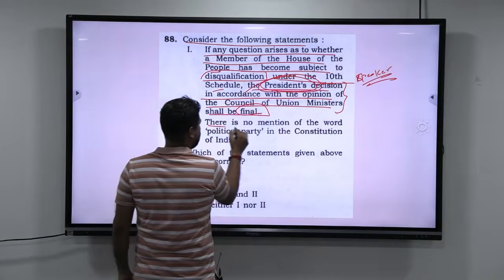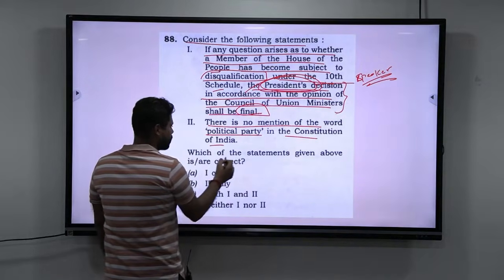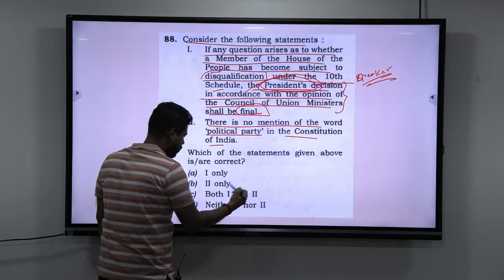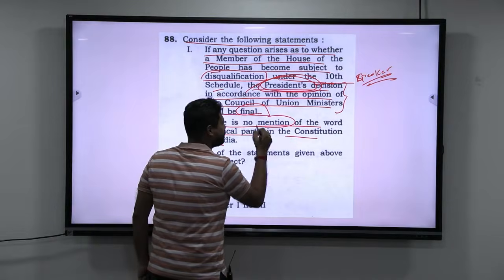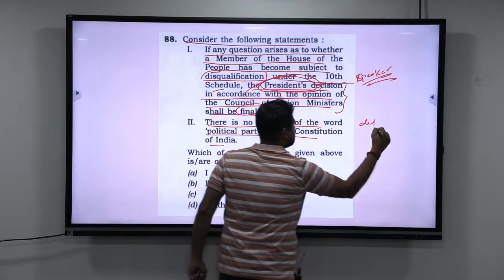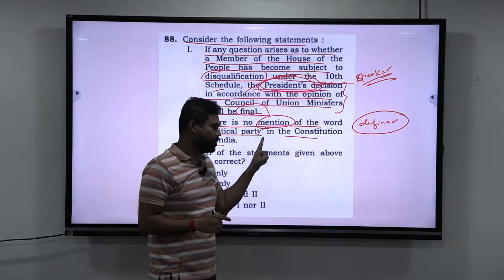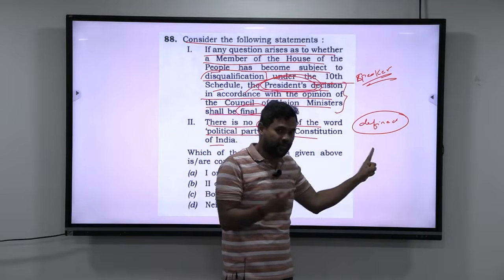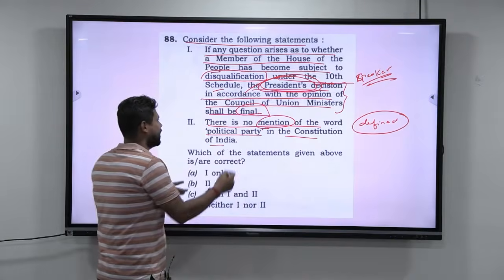Next, there is no mention of the word political party in the Constitution of India. Which of the statements given above is or are correct? 1 only, 2 only, both 1 and 2, neither 1 nor 2. Now understand, when they say mention and when they say definition, these are two different words. You should be very, very careful. There is no mention means it becomes too extreme. There will be some mentioning. When they say it is not defined or it is defined, then you should be very careful. Usually it will not be defined. But look at this. There is no mention is wrong.